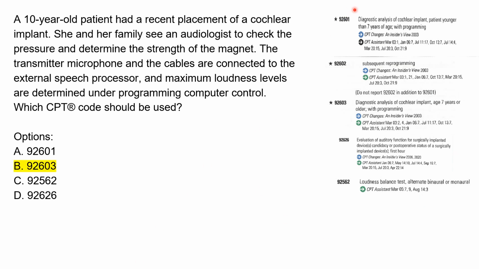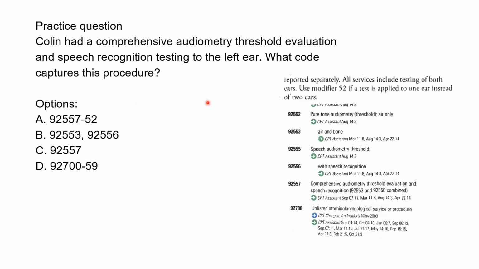So if you look at these four codes, these are the codes for the cochlear implant, and the codes are divided depending upon the age. This is the code for the younger than 7 years, and this is the code for the age 7 years or older. Our patient age is 10 years, and in this case diagnostic analysis of the cochlear implant age 7 years and older. So we will pick up the answer 92603. So let us take the next question.